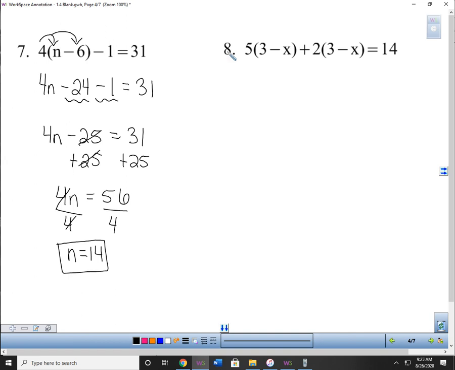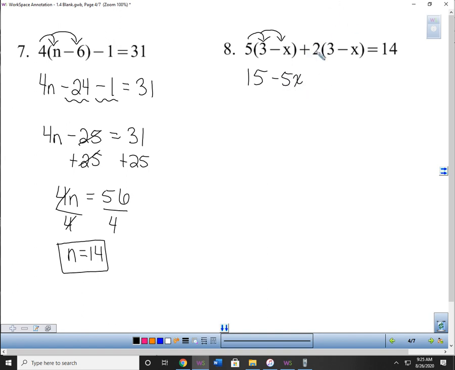Number 8 is a little bit different because I have 2 sets of parentheses. So I'm going to have to distribute twice. So I'm going to take the 5 and distribute to the 3. 5 times 3 gives me 15. And then 5 times a negative 1x is negative 5x.